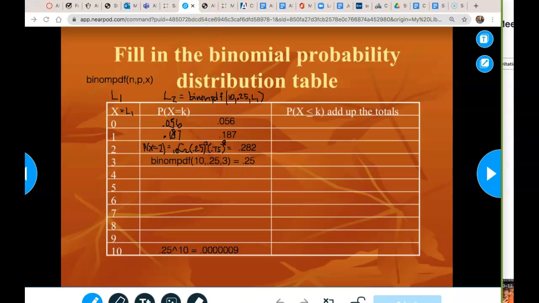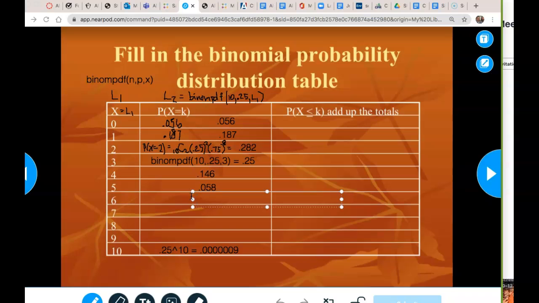0.25. What do we got after 0.25? 0.146. 0.058. So the probability of getting 5 questions right was 5%. 5% chance. That's still pretty likely.